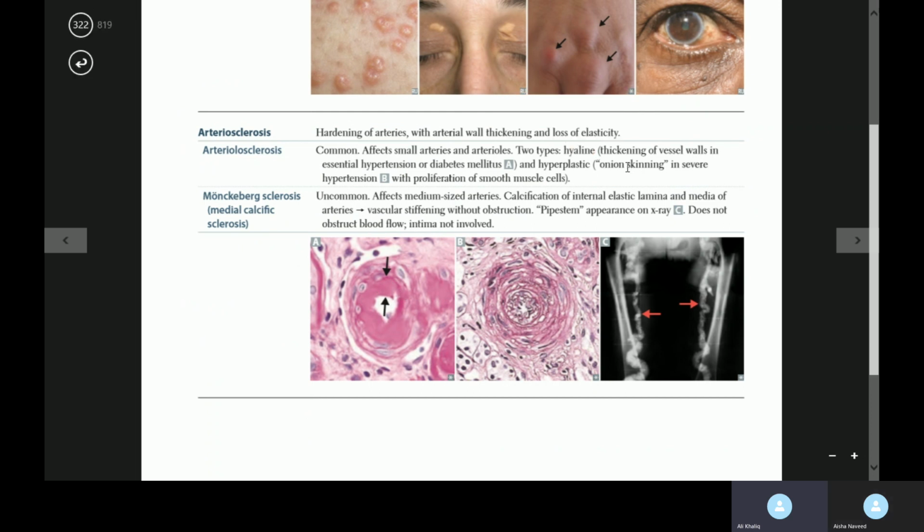The hyperplastic type, as I said, is seen in malignant hypertension. Here there is fibrinoid necrosis of the blood vessel. Along with that, it is seen in acute renal failure. So the hyperplastic type is seen in acute renal failure, and the hyaline type can cause chronic renal failure. This is one huge difference.